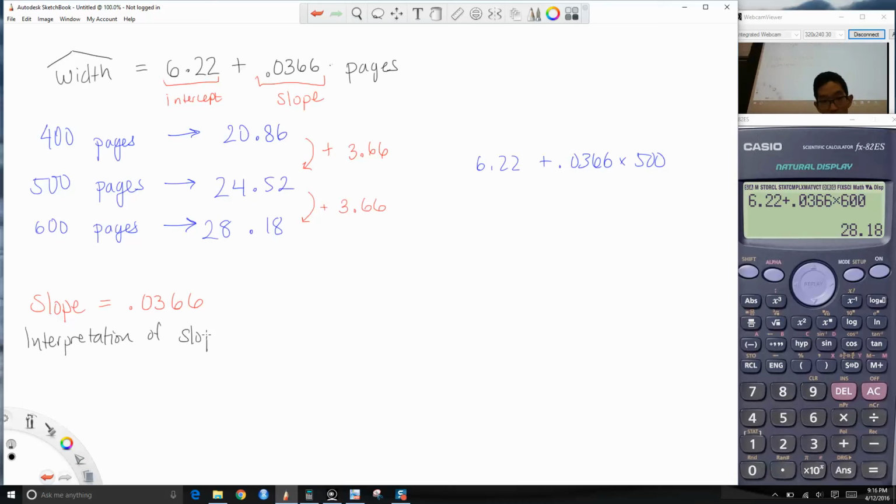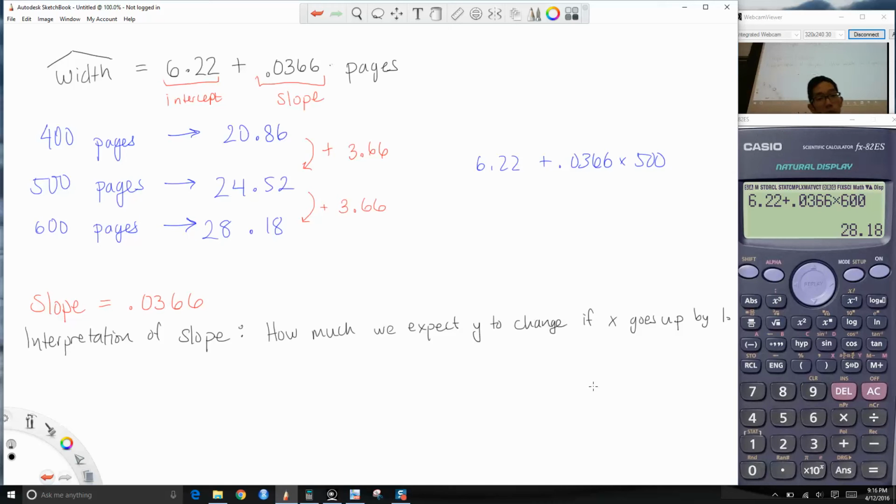So the interpretation of the slope is 0.0366. This is how much we expect y to change if we increase x by 1. Okay? This is how much we expect y to change if x goes up by 1. Okay, that's the generic interpretation. It's how much we expect y to change if x goes up by 1.